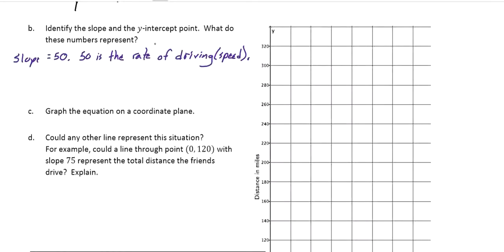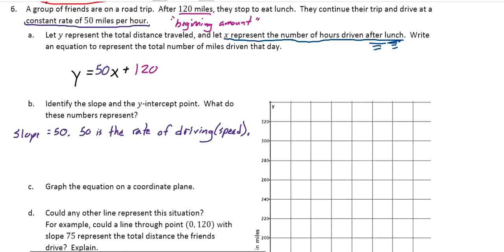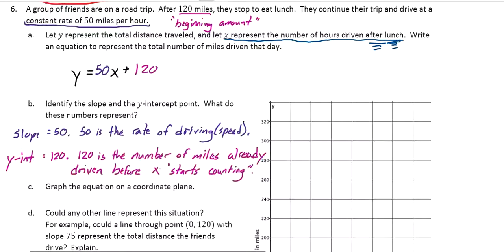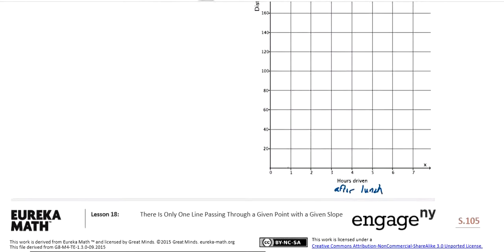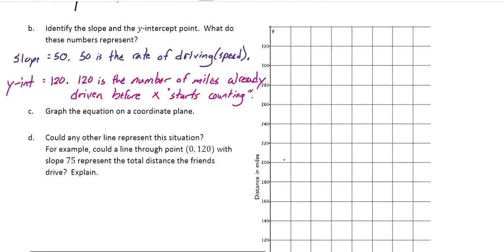The y-intercept point is 120. So y-intercept equals 120. 120 is the number of miles already driven before x starts counting. Because remember, x is the number of hours driven after lunch. So we're not going to start counting for x until they're done with lunch, until they start driving after lunch.